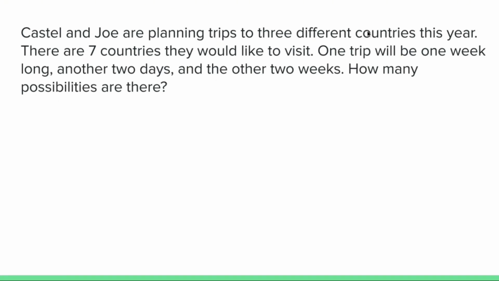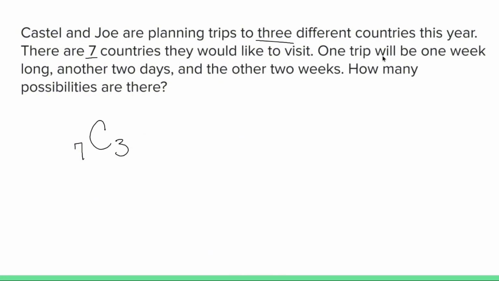Now, the combination of their 3 different countries from 7 is a combination because the order in which we choose these countries doesn't matter. For example, if I wanted to go to Spain, Mexico, Venezuela, I could do Venezuela, Spain, Mexico, and still get the same exact 3 options. So this is a combination, 7 total combinations taken 3 at a time.